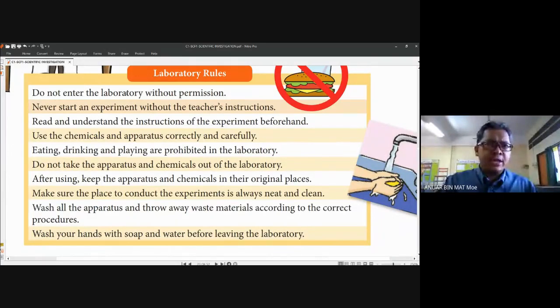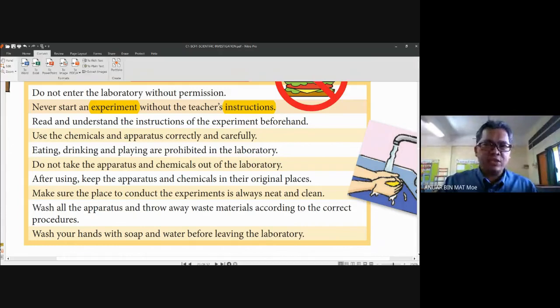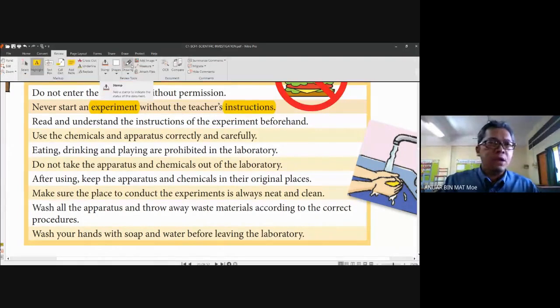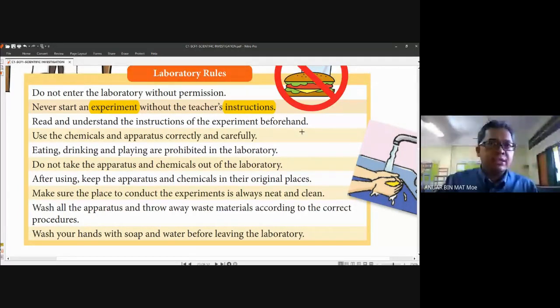Number 1, do not enter the laboratories without permission. Of course, only when there is a teacher can you enter the lab. Number 2, never start an experiment without teacher instruction. Always follow teacher instruction, and always read the instruction. That is very, very important here. Number 3, read and understand the instruction of the experiment. Number 4, use the chemical and apparatus correctly and carefully.